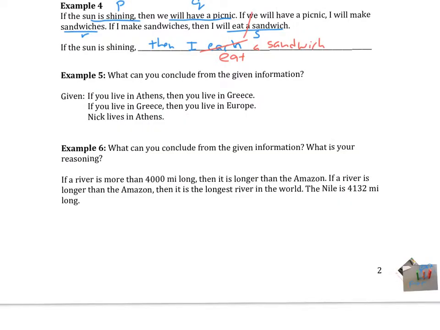So example number 5. What can you conclude from this given information? So we read each part. If you live in Athens, then you live in Greece. If you live in Greece, then you live in Europe. Now, some guy named Nick lives in Athens. So what can you conclude? And by the way, conclude means when all is said and done. At the very end. Not the next step, not the step after. It's the very, very, very end. All right, so our conclusion here is that Nick lives in Europe. That is the conclusion. That's the farthest you can take it. That's what conclusion means. The farthest you can take it. He lives in Europe.